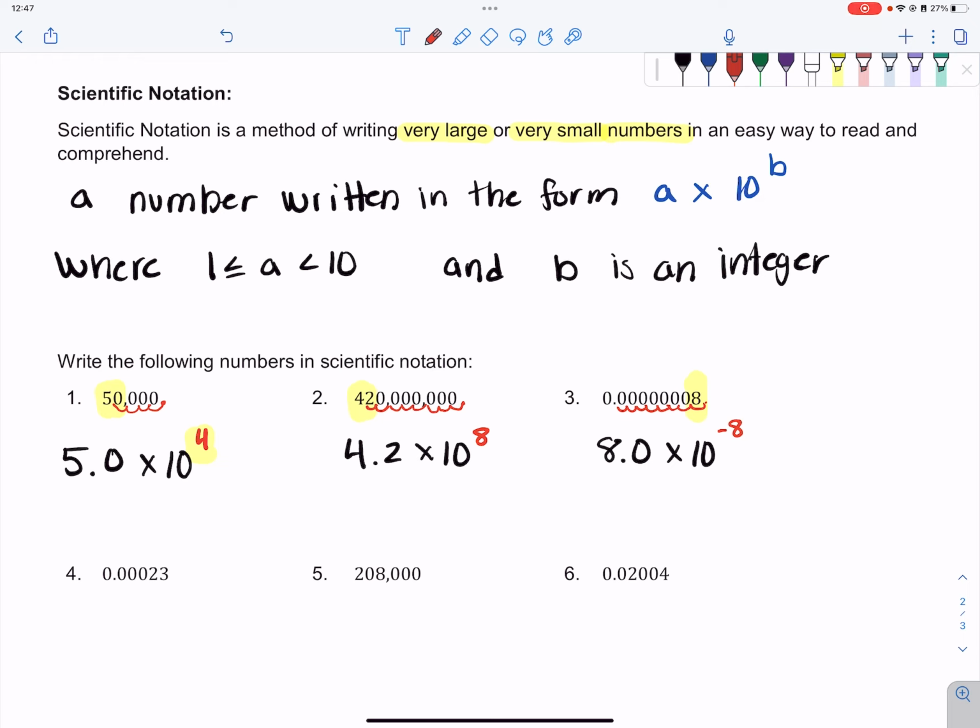The next one, we have 0.00023. So to write this in scientific notation, we are going to get 2.3 times 10, and then I need to move the decimal place 4 spots, but I'm starting off with a very small number, so this needs to be a negative 4.